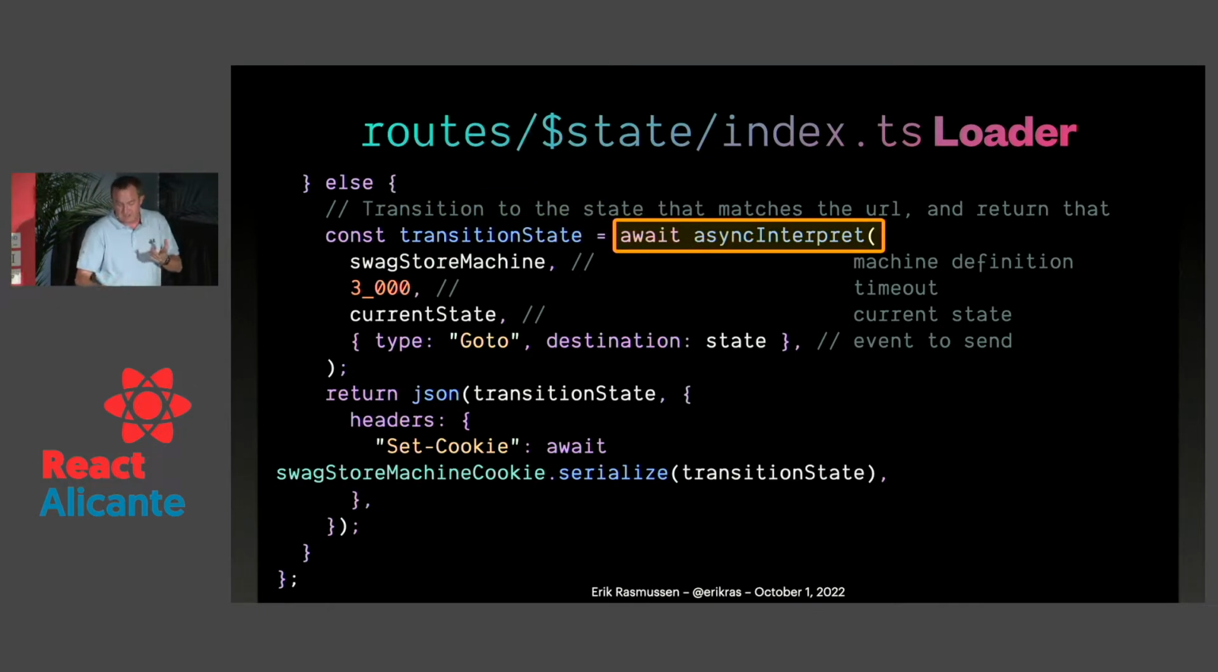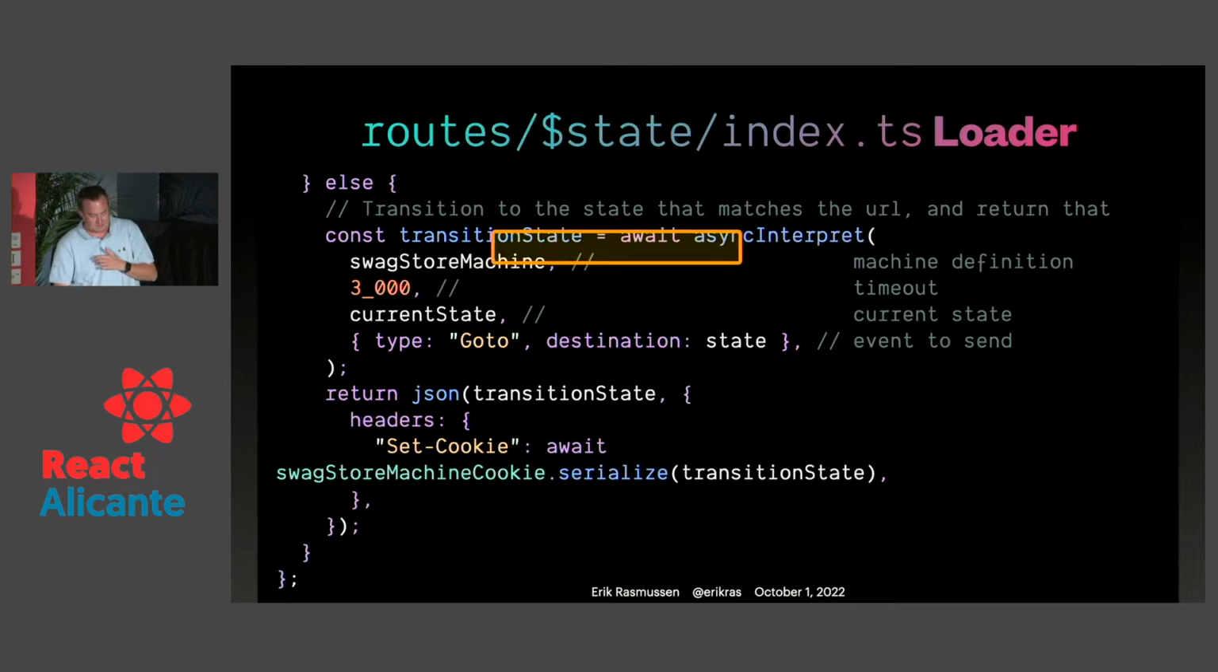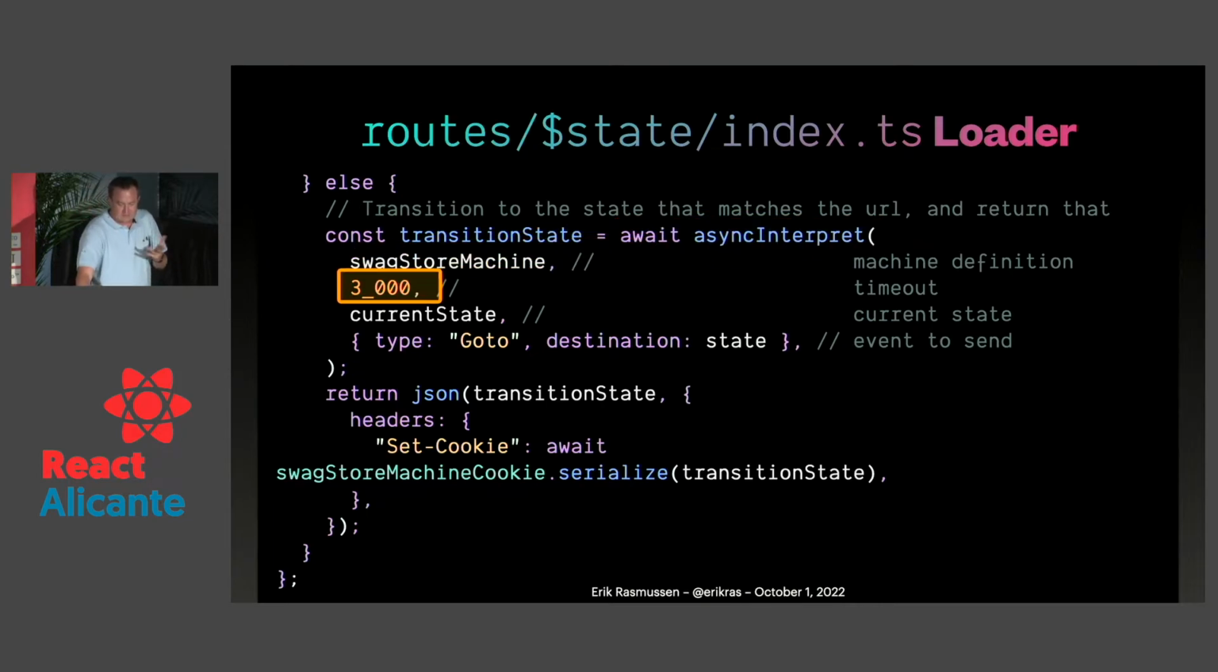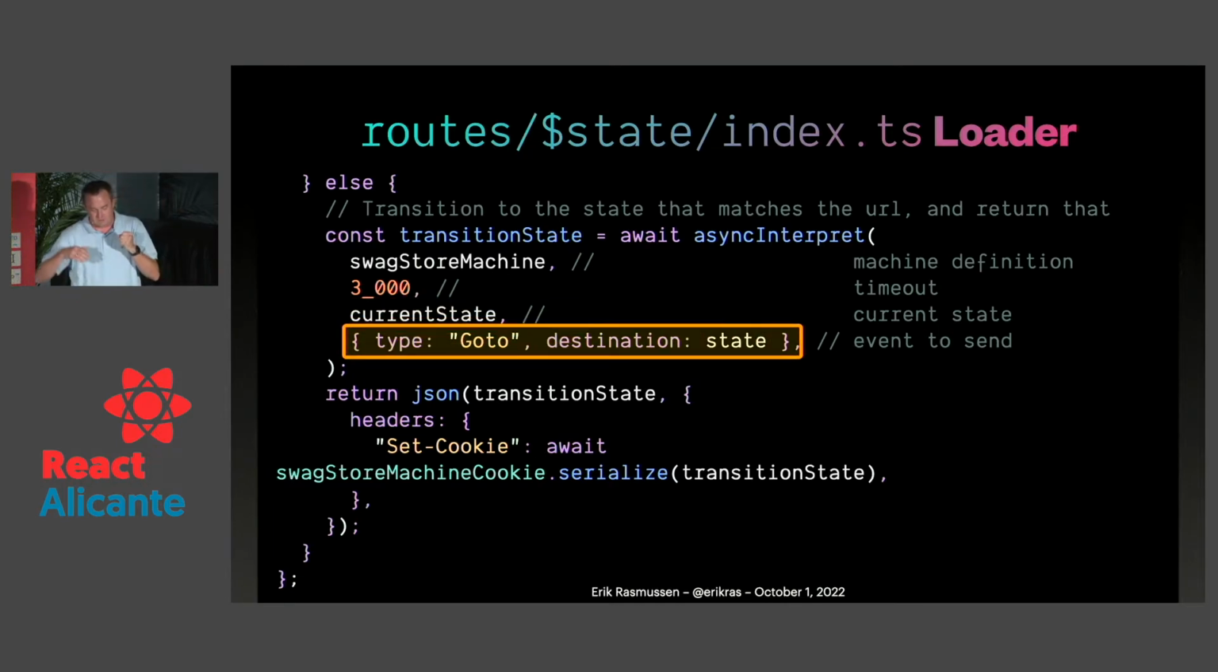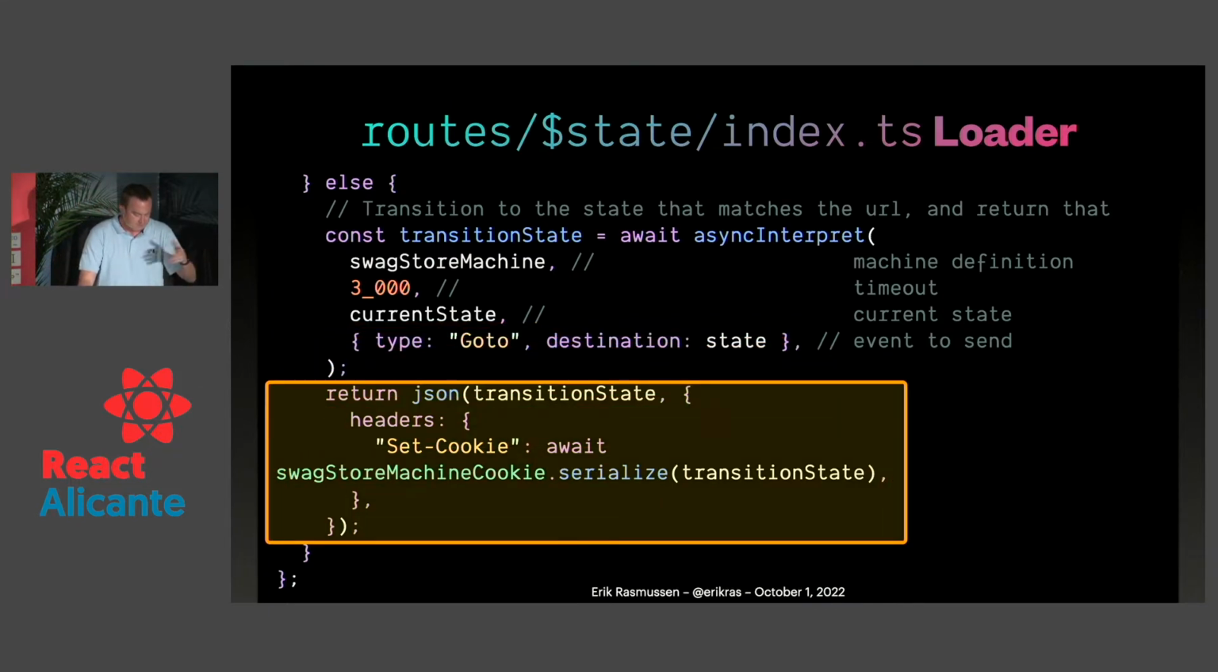But if we're not in the state that matches the route, then we're going to have to interpret our machine, and we're going to send that go-to event that I talked about. So we're going to give it the machine, timeout, and the current state that the cookie version of the machine thinks it's in, and send it the go-to of what the route thinks it is. And that's going to immediately transition us there. And then we're going to send the machine state and the cookie back to the client.